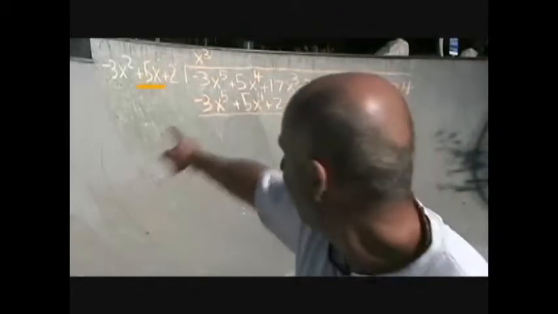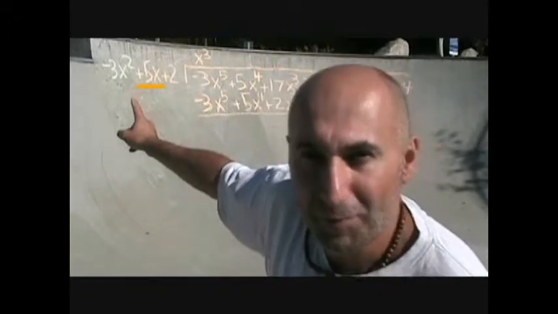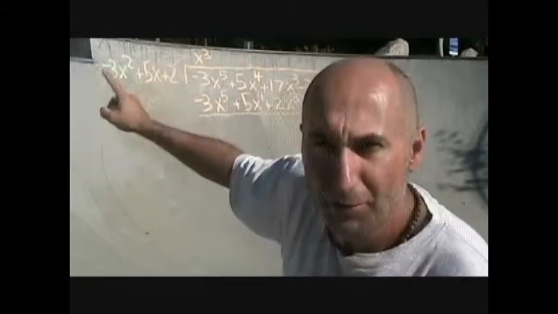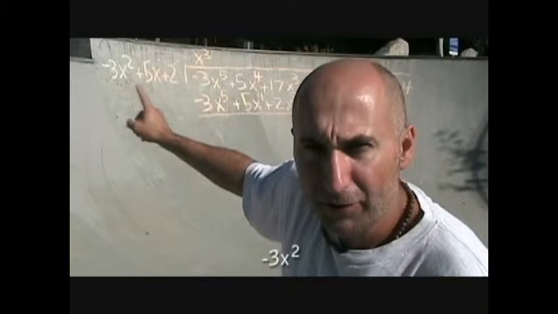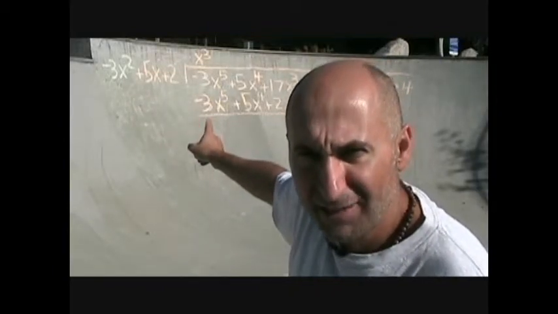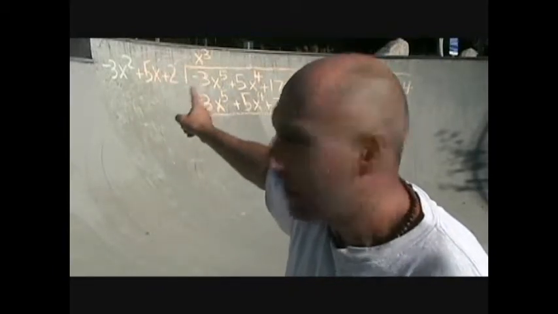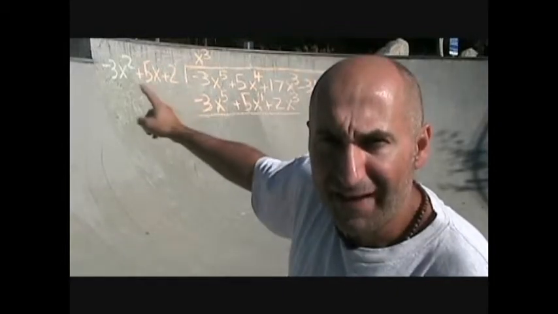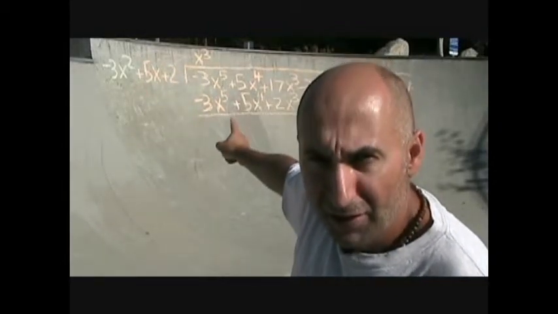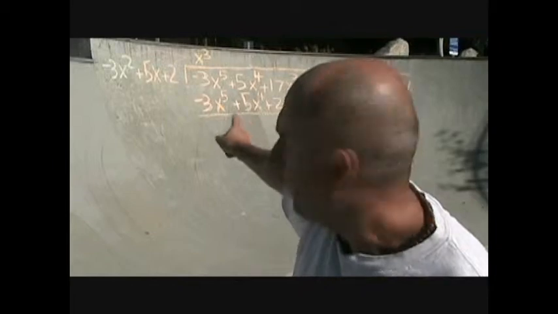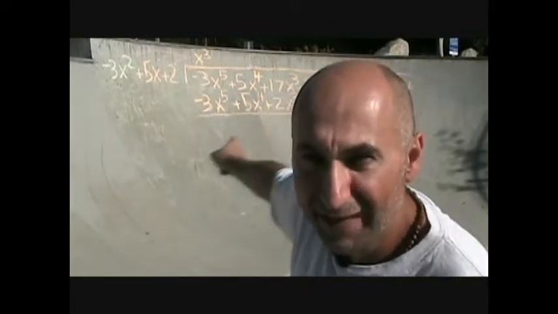So all we're going to do is multiply by x to the power of 3. Now, slight correction. Over here, it was supposed to be plus 5x, okay? So x cubed times negative x to the power of 2 is going to be negative x to the power of 5. x cubed times 5x is going to be positive 5x to the power of 4. And x cubed times 2 is going to be 2x cubed.